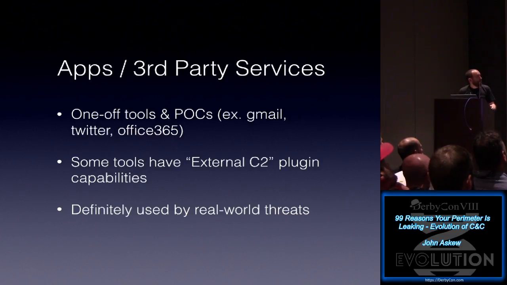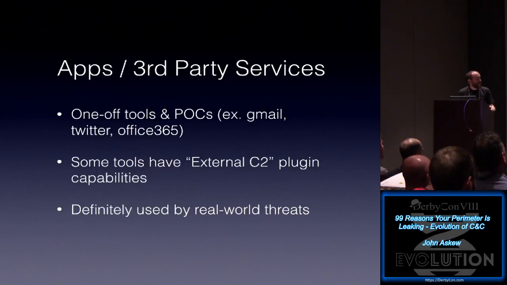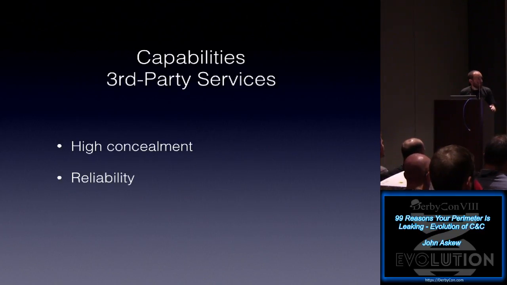The last thing I want to talk about is apps and third-party services. So we've seen a lot, more recently, of command and control traffic utilizing specific applications or third-party services. We've seen one-off tools and POCs that have been created for specific services. We've seen some tools add external command and control plugin capabilities where you can write a plugin to use a specific method or service and add it in. And there's definitely been use by real-world threats. So this is something where by going from looking like Google Cloud Platform traffic to being actual Google Cloud Platform traffic increases our concealment and also increases our reliability.